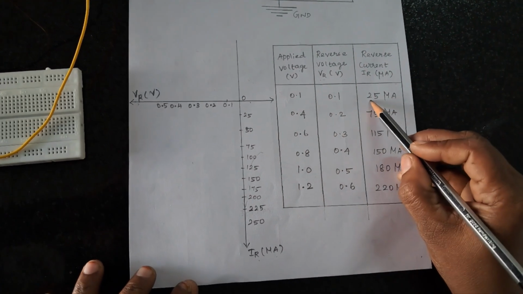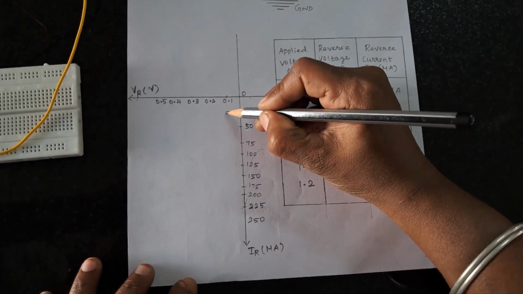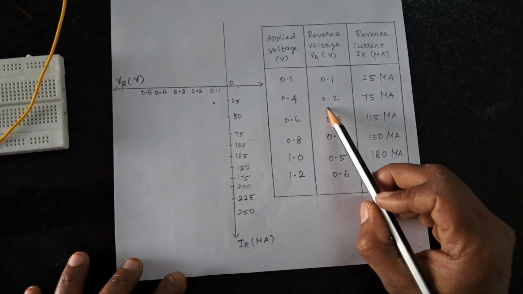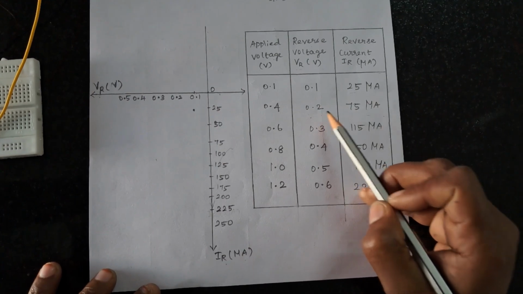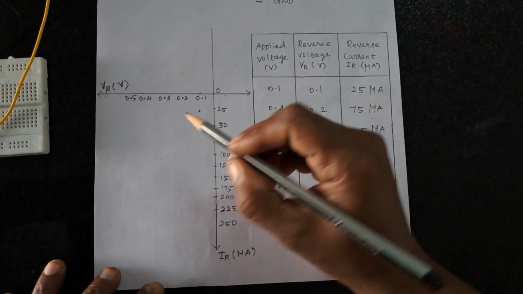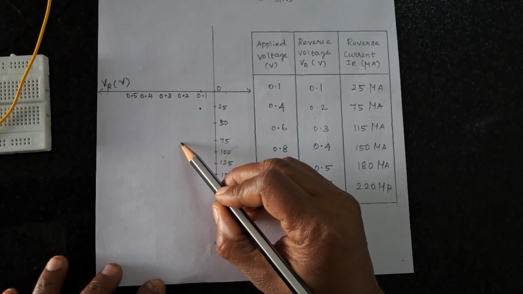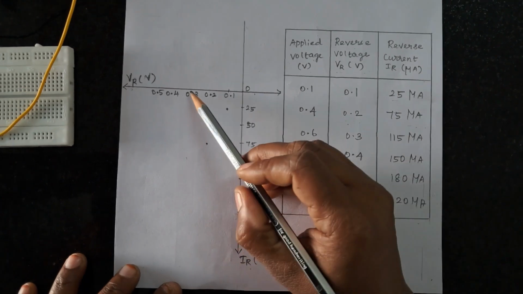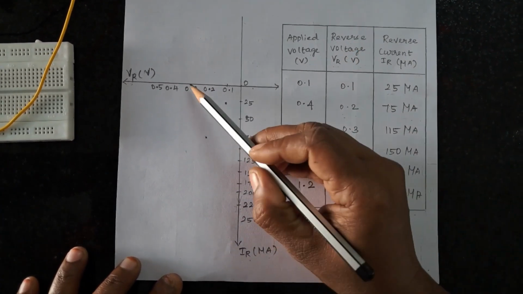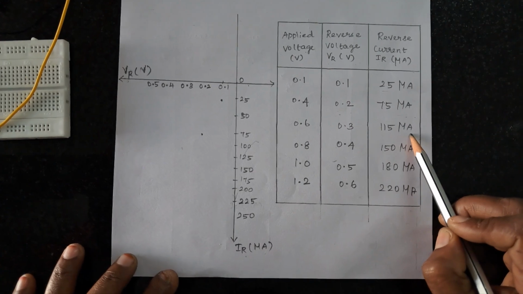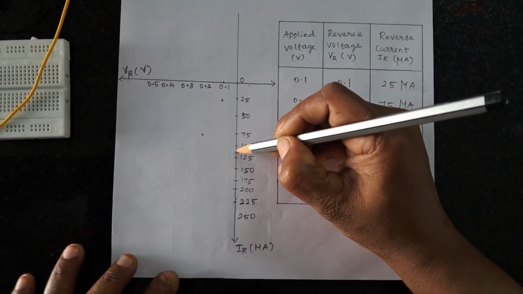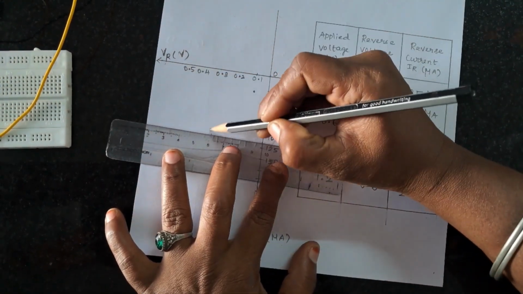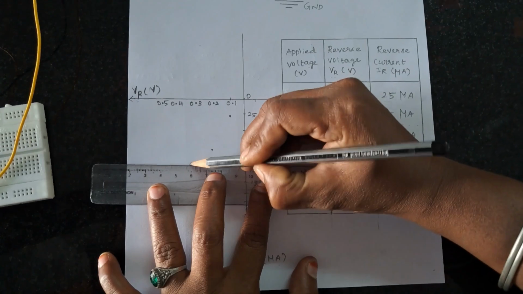At 0.1 voltage we have 25 microampere. Note down the point here. Next the reverse voltage is 0.2. We have the reading 75 microampere, so we mark the point here. Next our reverse voltage is 0.3. Our reading is approximately 115 microampere. We have the point here.